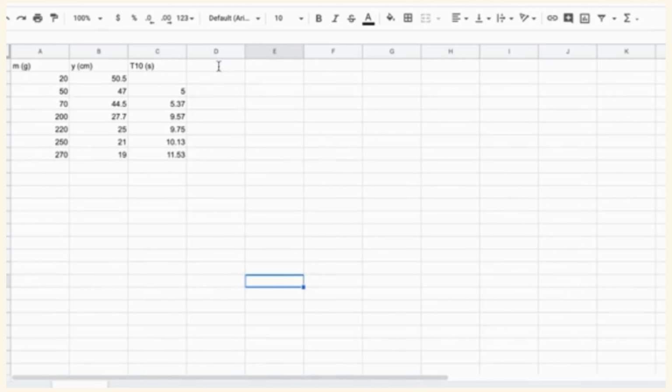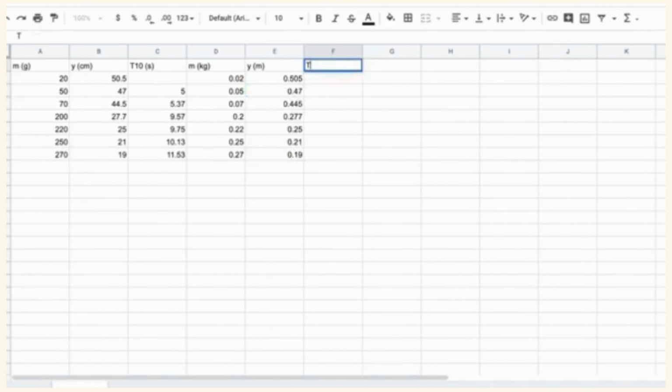So let's do that. The first thing I want to do is get the mass in terms of kilograms. I'm going to say M in kilograms, and that's just going to be equal to this divided by 1,000 right there, and I can copy that down. Next, I'm going to get Y in terms of meters. Again, that's equal to this divided by 100. Copy that down.